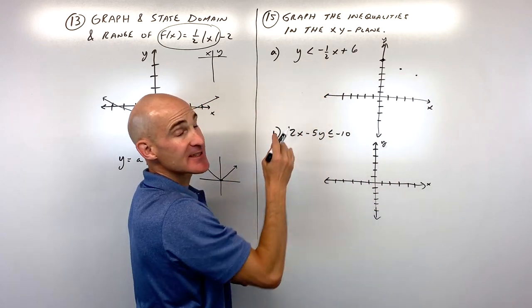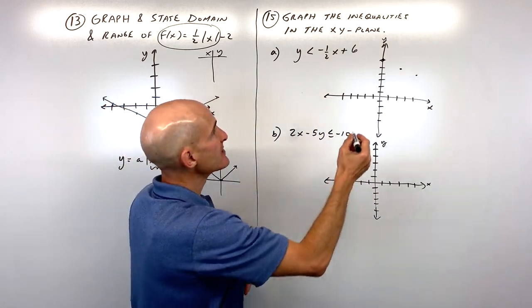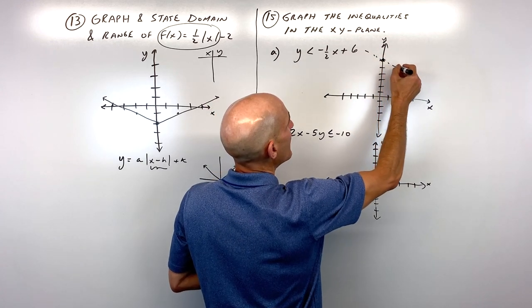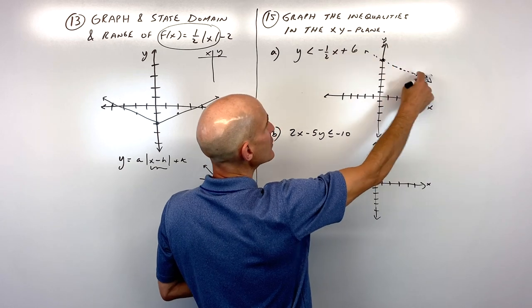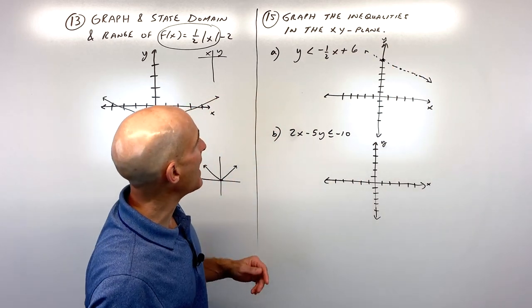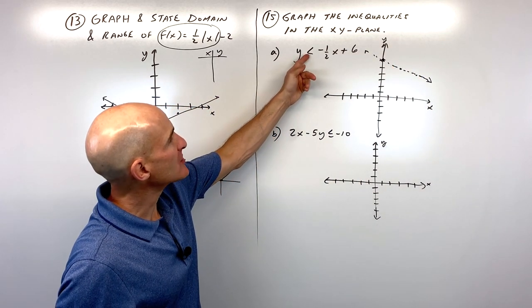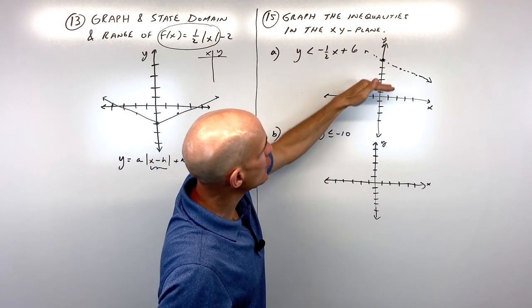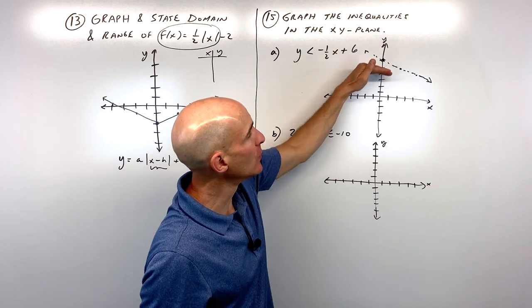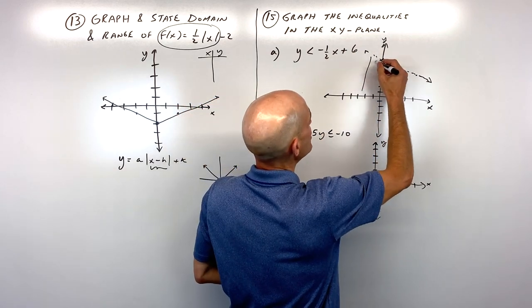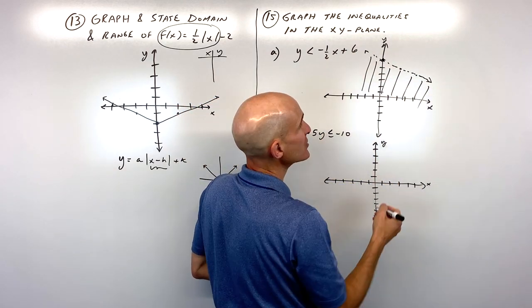And notice how it's less than but not equal to. That means that this is going to be a dashed or dotted line. If it was equal to, it would be a solid line, meaning that it includes the points on that line. But you see how the y values are less than? The y controls the vertical direction, up and down. So if the y values are less than, we're shading below that line. And so you could shade straight down like so.